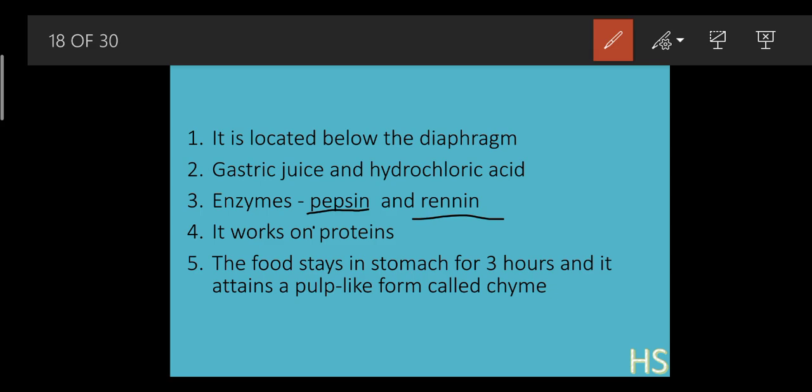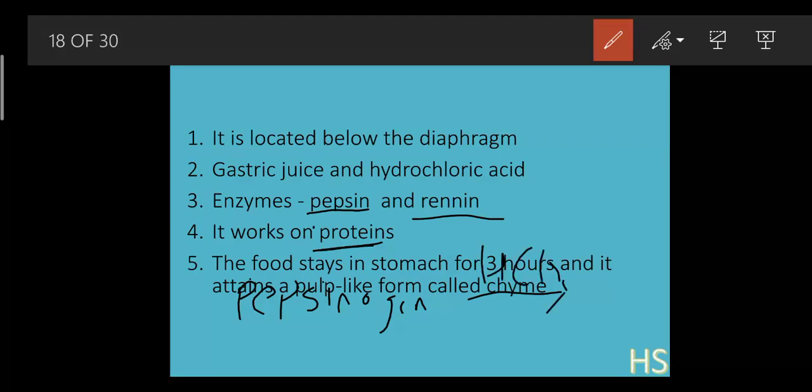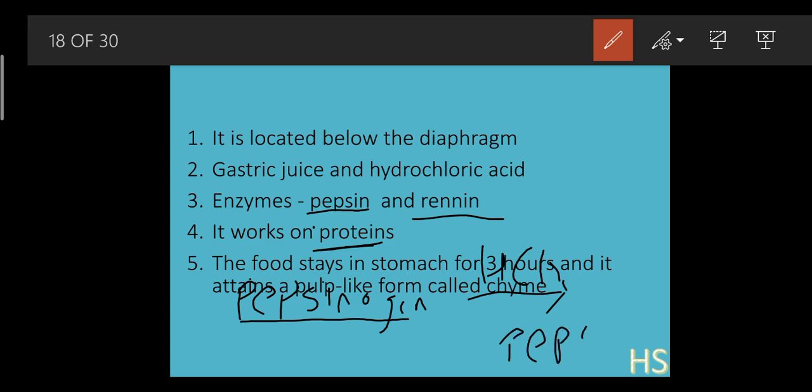What is the function of this pepsin and what is the function of this renin? Both work on the proteins. Let's understand with more perfection. See, there is pepsinogen. What is pepsinogen? It's nothing but an enzyme, the name of an enzyme, which is inactive. What is present in our stomach? HCl. So HCl works upon this inactive pepsinogen and converts it into pepsin.